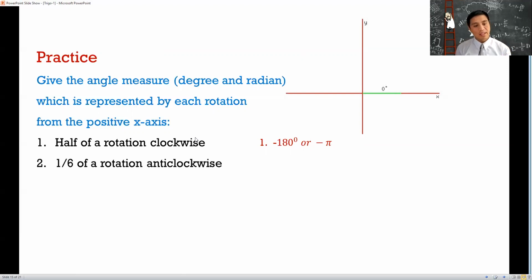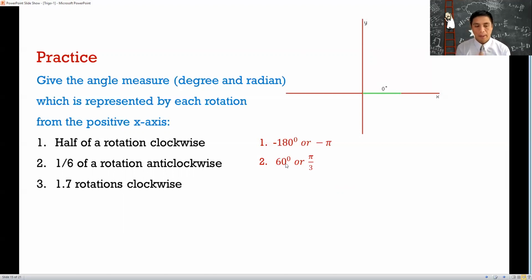1/6 of 360 degrees is 60 degrees. So the answer is 60 degrees, or pi over 3 in radian form. Again, 60 degrees is in degree form, pi over 3 is in radian form, but they mean the same angle.